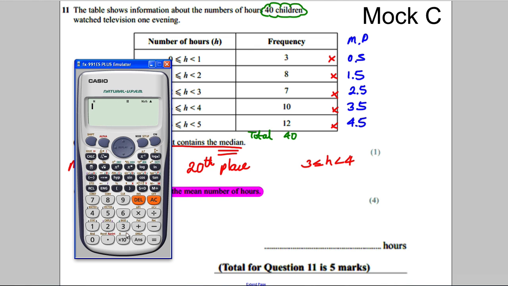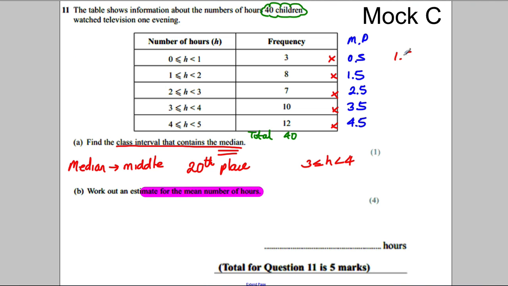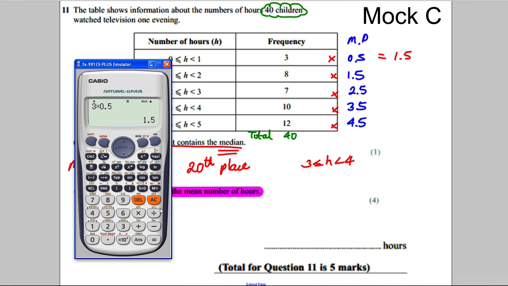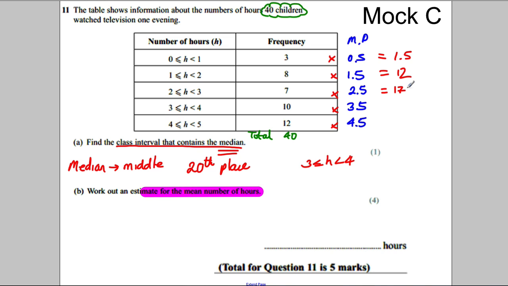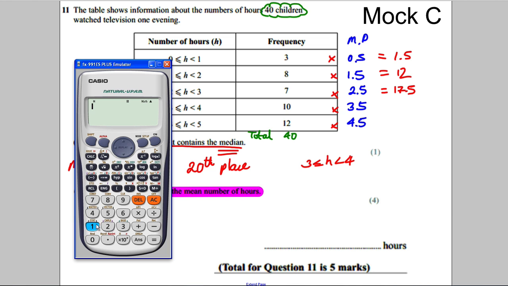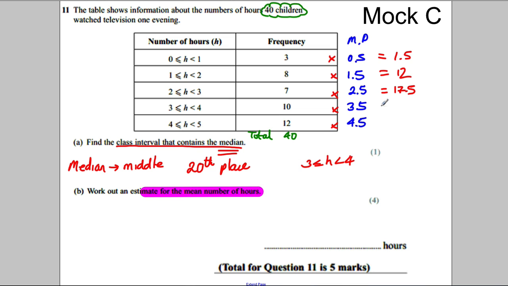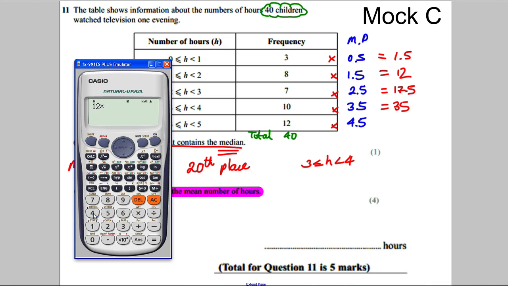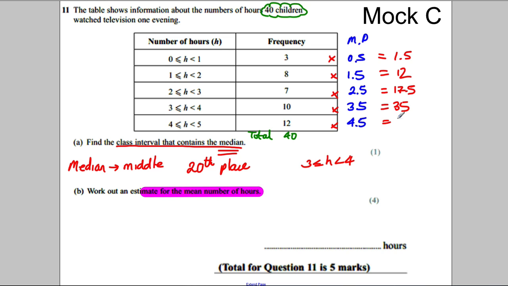So calculator out, 3 multiplied by 0.5 is going to be 1.5 here. 8 multiplied by 1.5 is 12. 7 multiplied by 2.5 is 17.5. 10 multiplied by 3.5 is 35. And 12 multiplied by 4.5 is equal to 54.